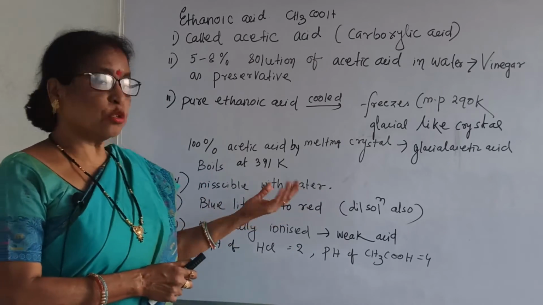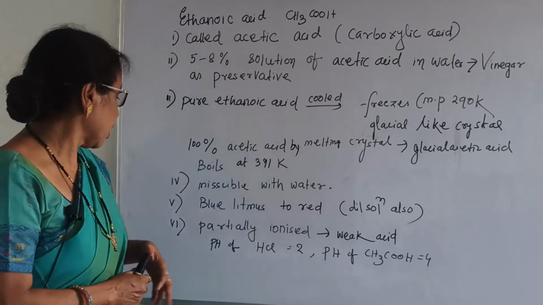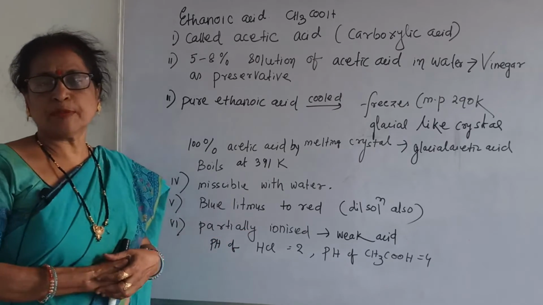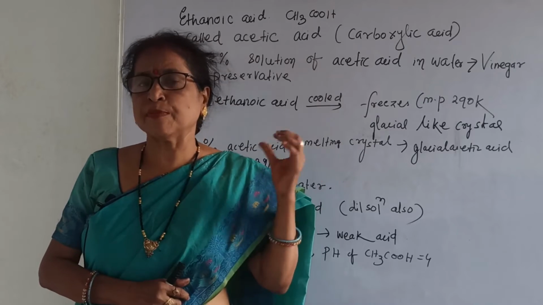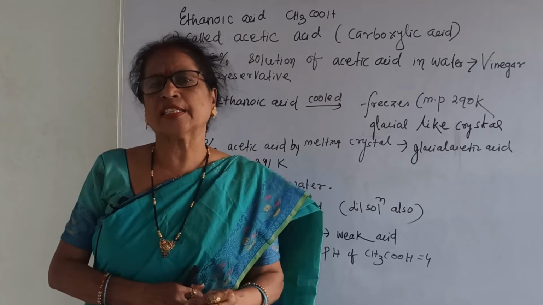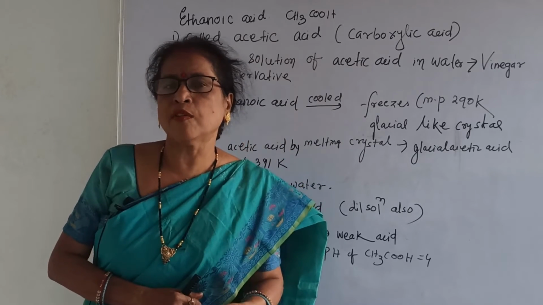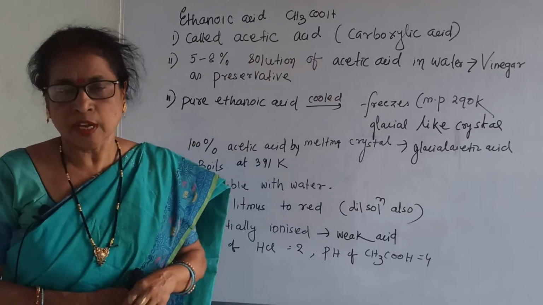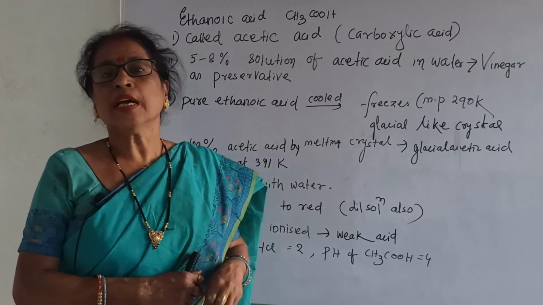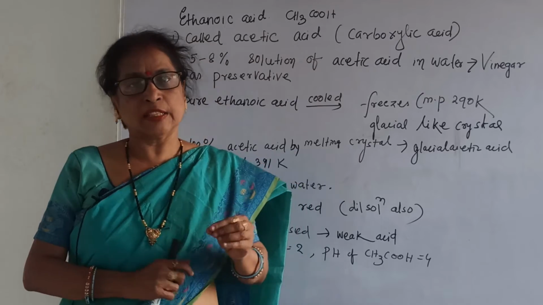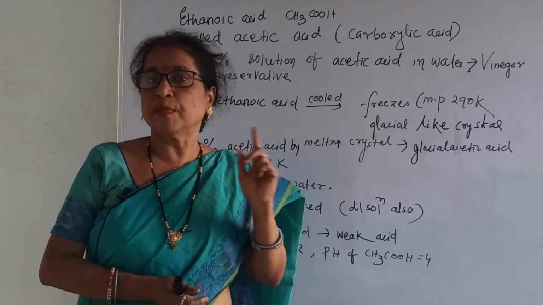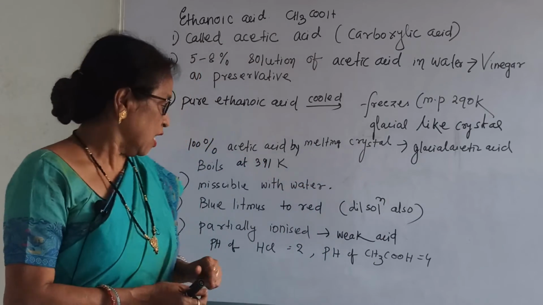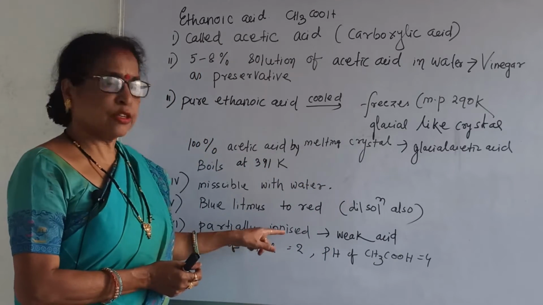That means a dilute solution also shows red color. It is partially ionized. What does partially ionized mean? Hydrochloric acid and sulfuric acid, the mineral acids, are strong acids and are completely ionized when added to water. But acetic acid, when added to water, is not completely ionized; it is partially ionized. If partially ionized, it is called a weak acid. If completely ionized, it is called a strong acid. So here it is a weak acid.